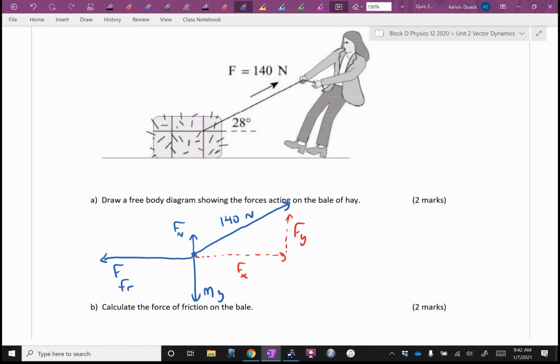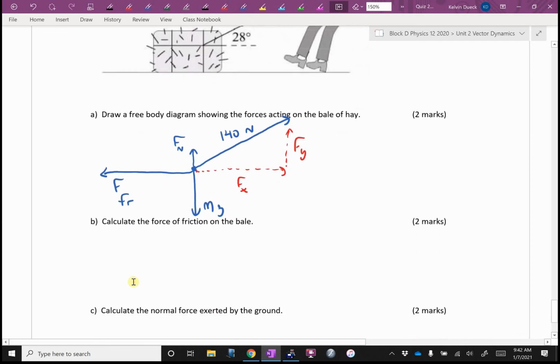And since I did such a good free body diagram, I'll just continue to use this for the rest of the question, because it says, calculate the force of friction on the bale. My first thought would be to go like this. Why can't I go mu times the normal force? Be obvious. Why can't I go mu times the normal force? No mu. Jeez.